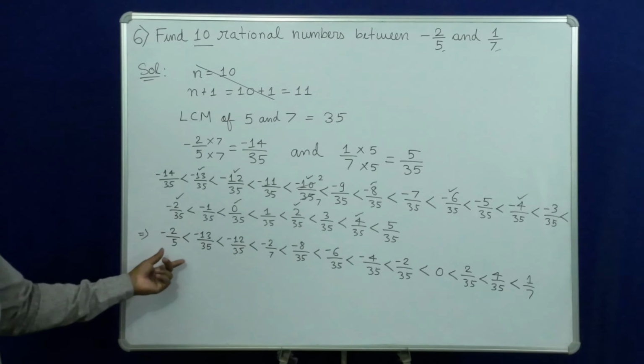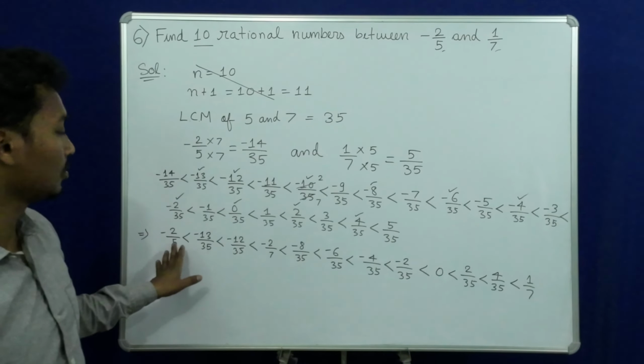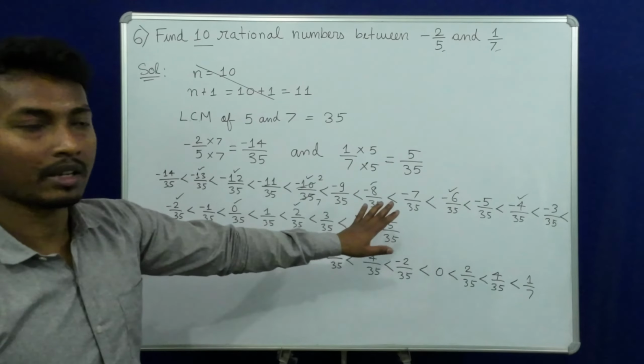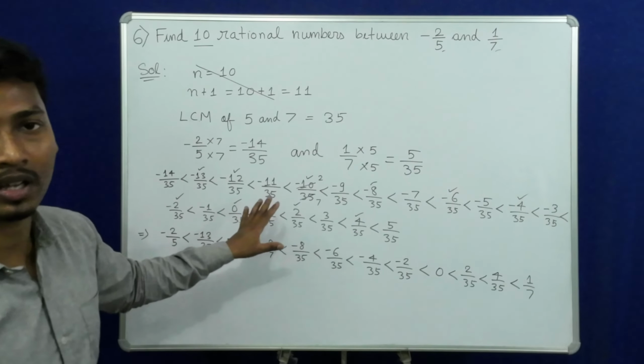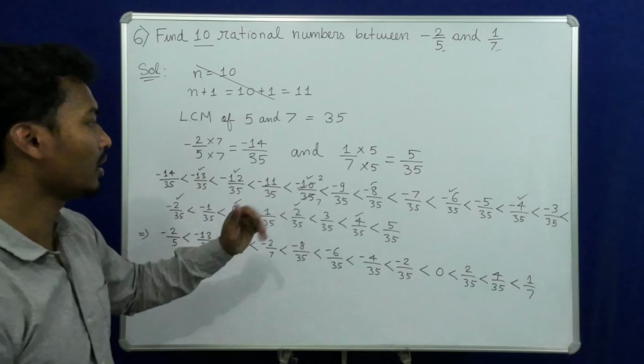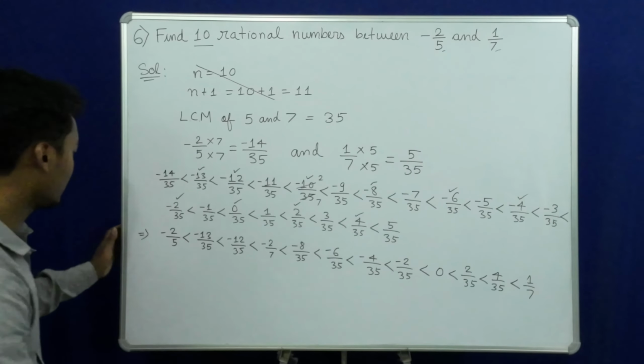So we have selected these rational numbers between negative 2 by 5 and 1 by 7. So it's up to you which rational numbers you want to select out of these rational numbers. You can select the first 10 as well after leaving the first one. Okay, so let's write it down.